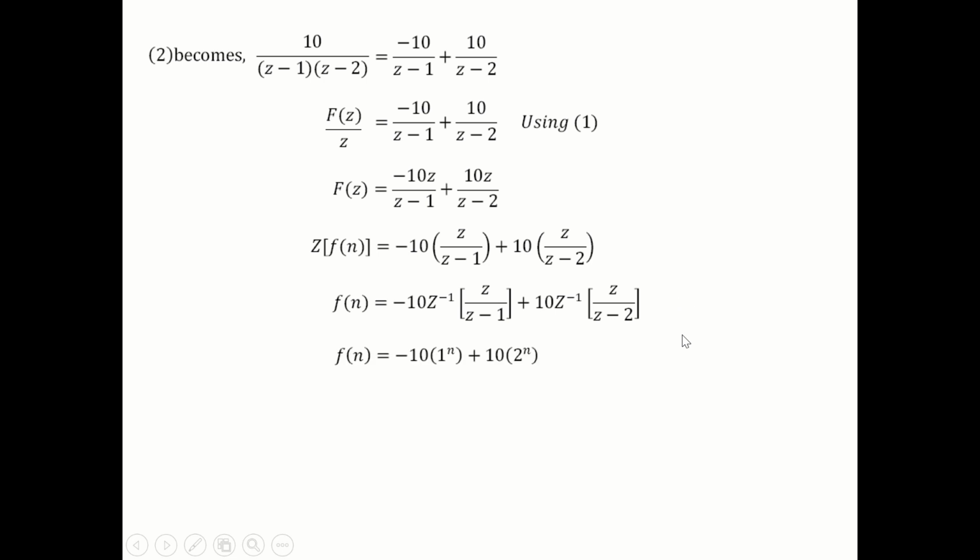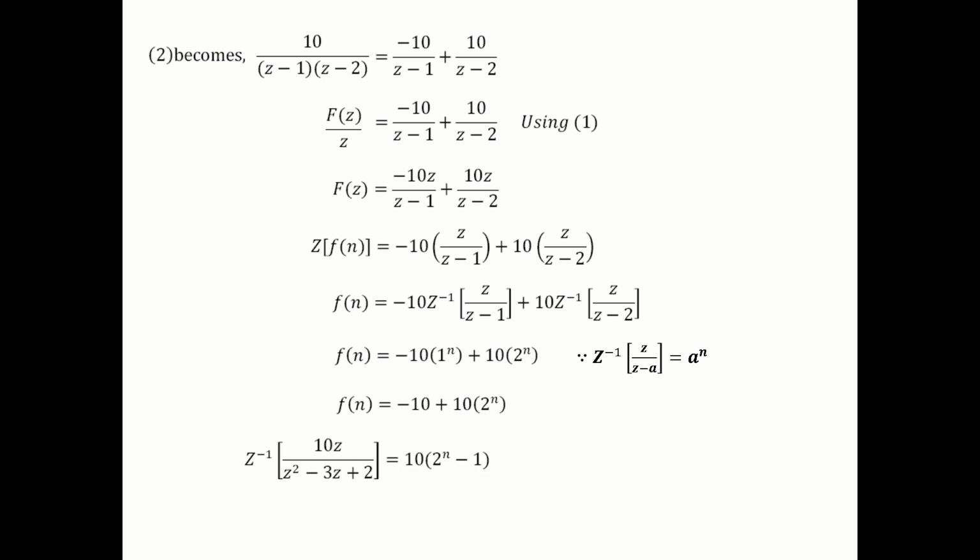We know z inverse of z by z minus a is equal to a power n. So replace a by 1. You will get minus 10 into 1 power n, first term. The second term you are having 2 instead of a, so plus 10 into 2 power n. Therefore, 1 power n is 1, so minus 10 plus 10 into 2 power n. Taking 10 common outside, 10 into 2 power n minus 1. That's all. Thanks.